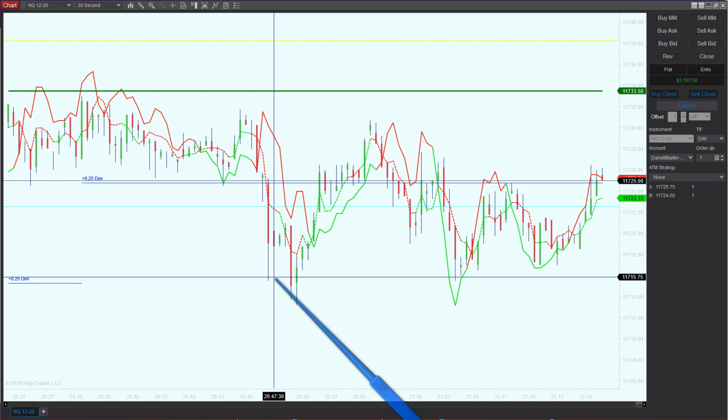So we wouldn't be looking at a short right there, right? Even if it would have broken the low. I mean, your stop would be insane. It'd be like, well, I mean, it's not that bad right now. It'd be 15 points, but still.